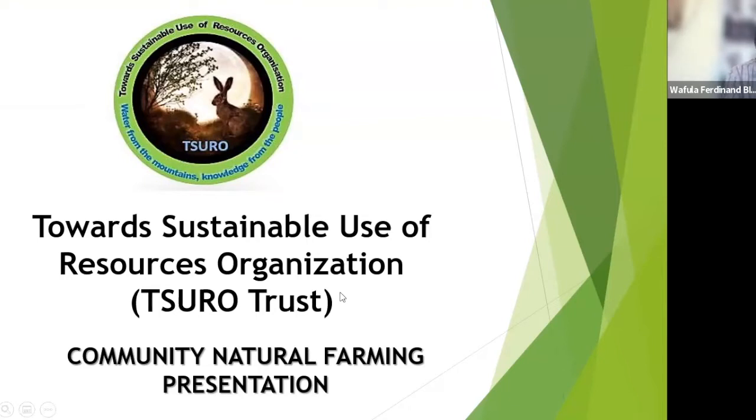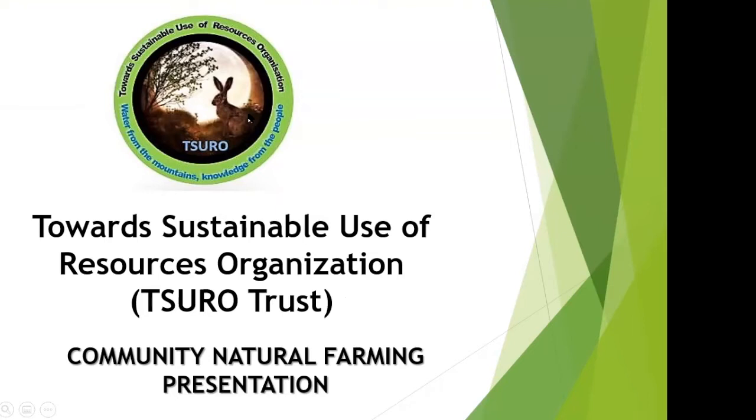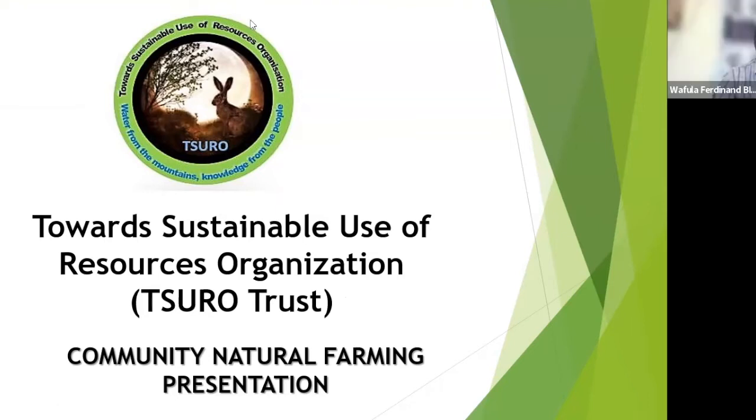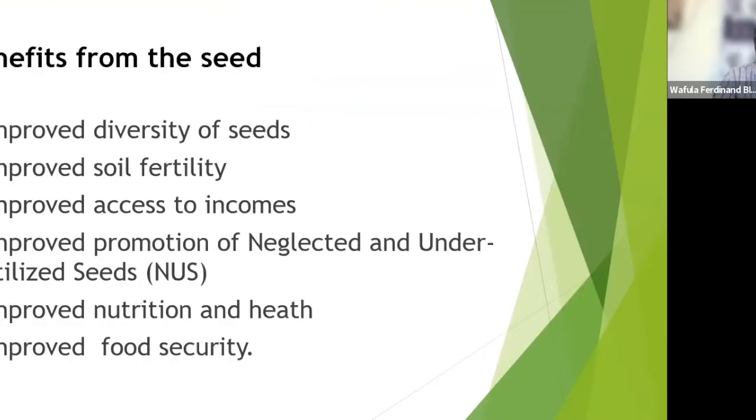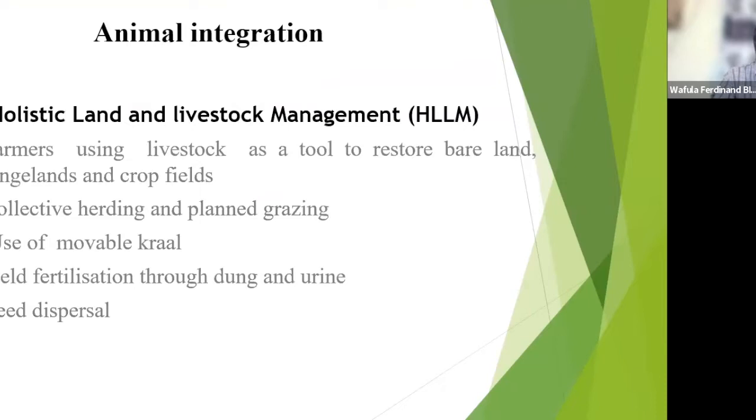I can only sample a few observations, and I can see Athanas really appreciates the use of the movable kraal. And I don't know what the size of the herd is and what the land holding size is. That's just one comment I have, if you can quickly answer.